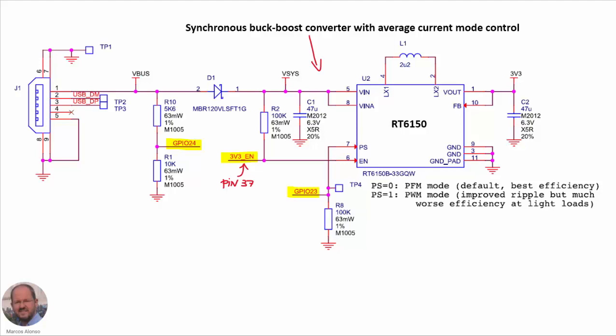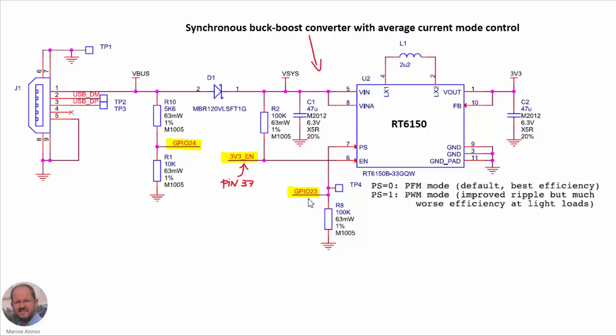Here is the schematic corresponding to the power supply. We have the input coming from the micro USB, so we have this voltage here, VBUS, a series diode, and then this voltage here, VSYS. Here we have the power converter, which is a synchronous buck boost converter with average current mode control. It can also be controlled by this signal PS in order to select the operating mode. This can be done using this output of the microcontroller unit, the GPIO23.